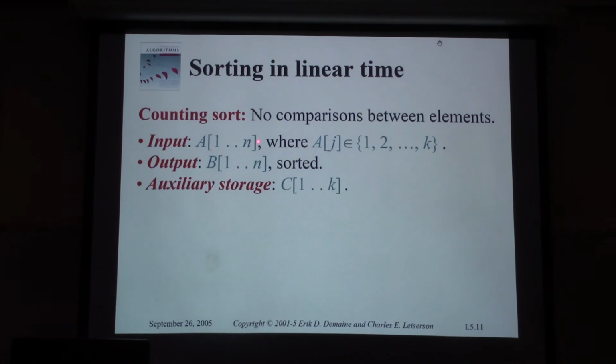We have an input array of n elements. So we have n elements coming in. Each element is in the range from 1 to k. The sorted output will be in the array B, which is also 1 through n. So input is in A, output is here. And then we're going to have auxiliary storage, an array C. Array C will be counting all of the frequencies of the elements inside the original array. What is k? k is the maximum value in the array. So all the values in the array will be between 1 at the minimum and k at the maximum.